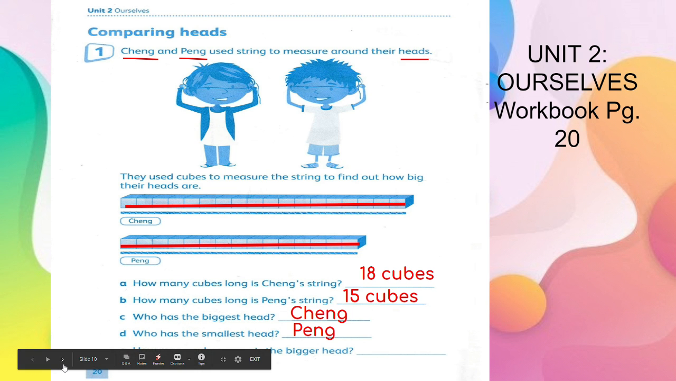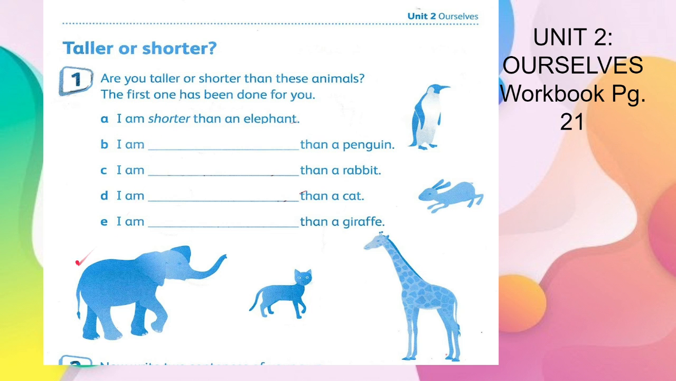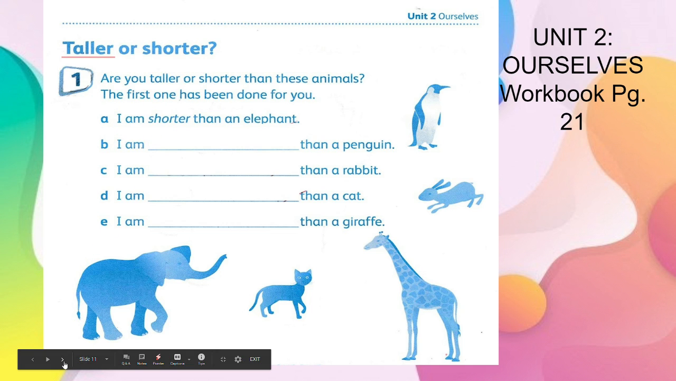How many cubes more has the bigger head? So you will minus, okay? 15 and another one is 18 cubes. How many cubes more is the bigger head? It's 3 cubes. For taller and shorter, the first one has been done for you. I am shorter than an elephant. Okay? We will write taller or shorter on letter B. Let me see. I am blank than a penguin.